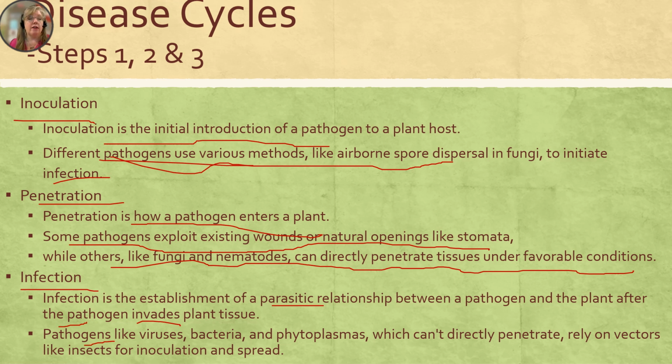The pathogens like viruses and bacteria and phytoplasmas, the molecules that can't directly penetrate, are going to rely on vectors. You remember a vector is a host like an insect for the inoculation and spread. So if they can't get in on their own, then they're going to get an insect to bring it in.